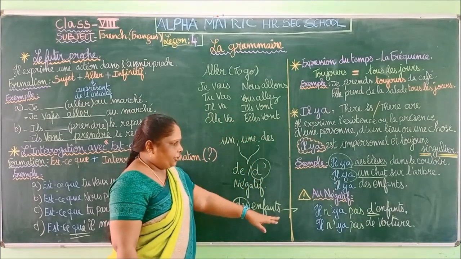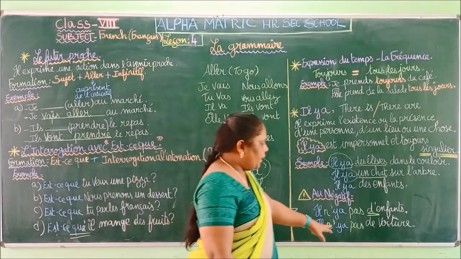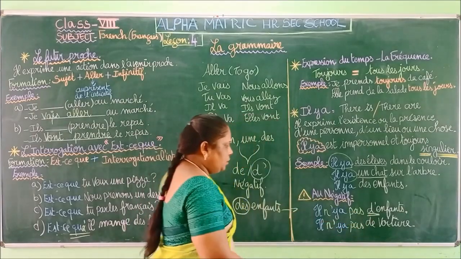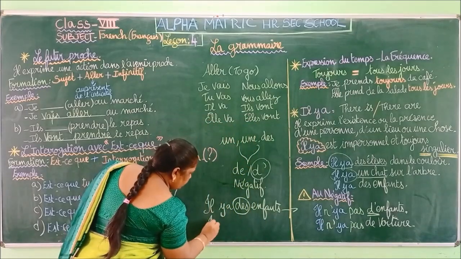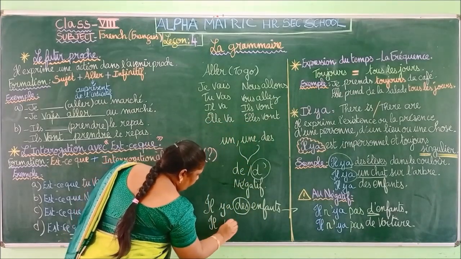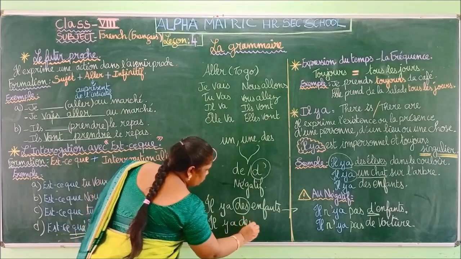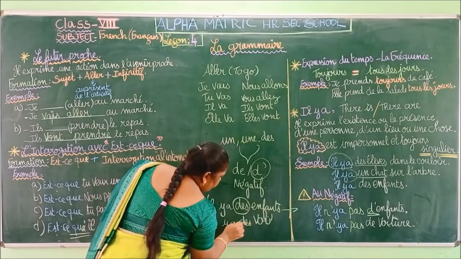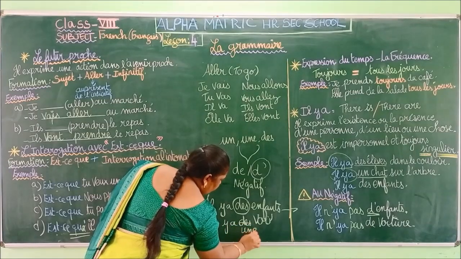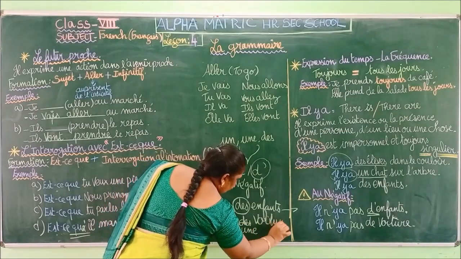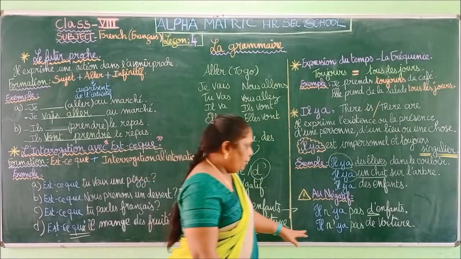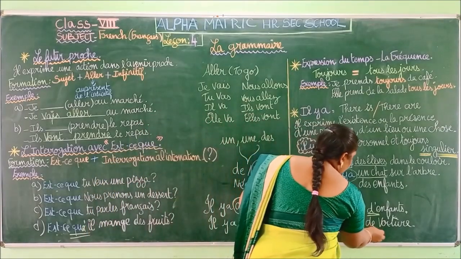So the same for the next one. Il n'y a pas de voiture. There are no cars. So what is the simple sentence of this? Il y a des voitures. Okay. Or il y a, if it is in singular, une voiture. So il y a une voiture. Il n'y a pas de voiture.